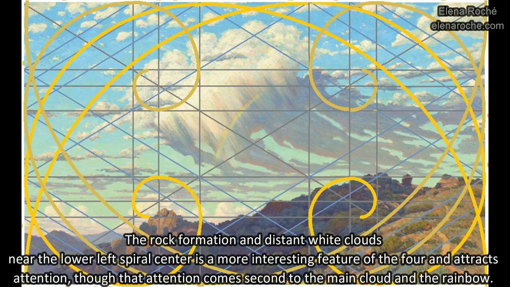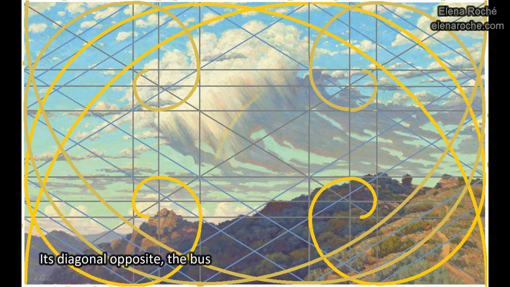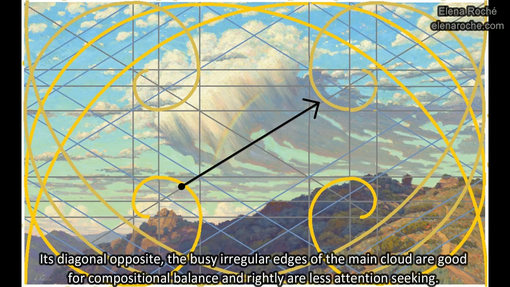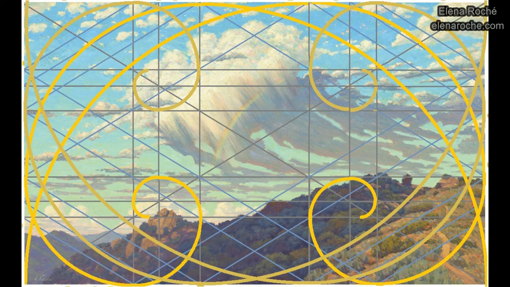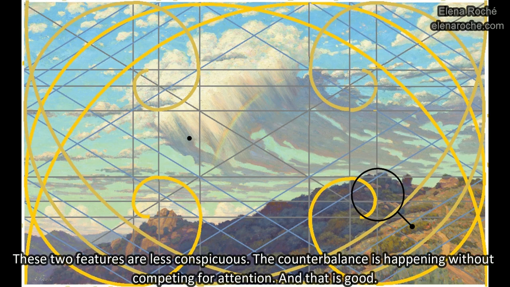The rock formation and distant white clouds near the lower left spiral center is a more interesting feature of the four and attracts attention, though that attention comes second to the main cloud and the rainbow. Its diagonal opposite, the busy irregular edges of the main cloud, are good for compositional balance and rightly are less attention-seeking. These two features are less conspicuous. The counterbalance is happening without competing for attention, and that is good.